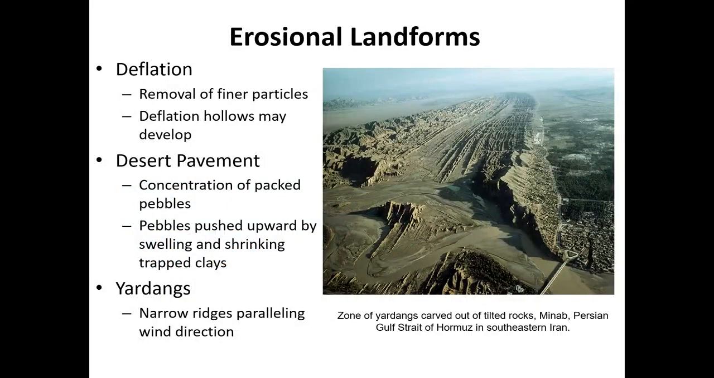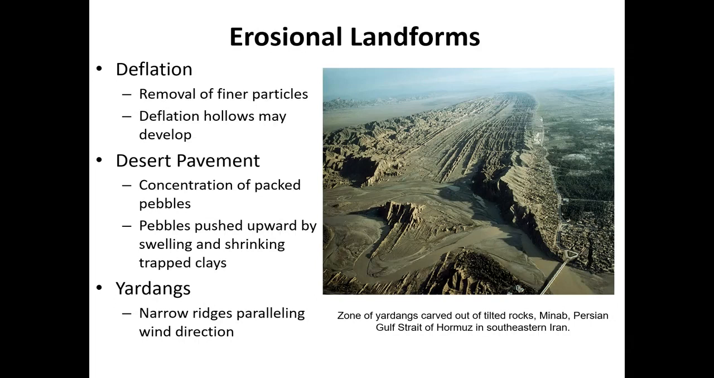Some of the unusual landforms that can be caused by sand, as you see here, are called yardangs, and these are rock formations. This is in the Persian Gulf near the Straits of Hormuz in Iran, where you have wind coming with a lot of sand from a specific consistent direction, and it wears away the lighter rock, and the harder rock remains, and you have these strange linear rock formations that form.